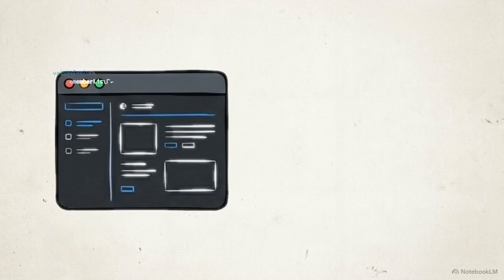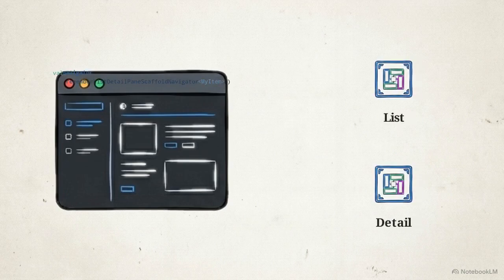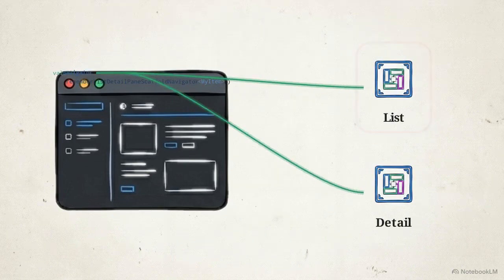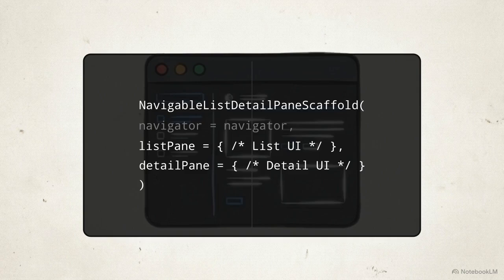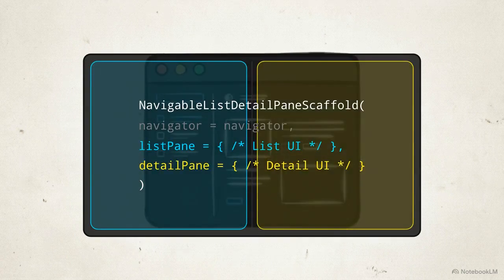Next, we set up the scaffold state by calling Remember List Detail Pane Scaffold Navigator. This navigator tracks exactly which part of the dual pane hierarchy is currently active. We then pass that navigator into the Navigatable List Detail Pane scaffold. Inside this scaffold, we map out 2 specific parameters, the list pane and the detail pane.